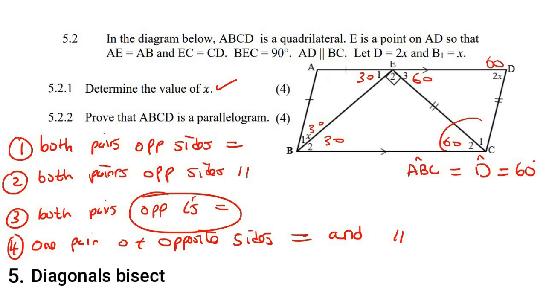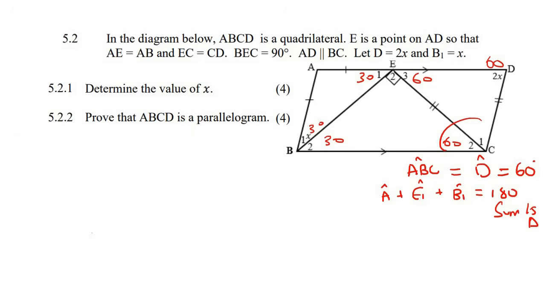So to do that, we're first going to have to work out angle A. So we can just work in this triangle over here, and we could say that angle A plus angle E1 plus angle B1 must add up to 180. And that is just because of sum of angles in a triangle. And so that's going to be angle A plus angle E1 plus 30 equals 180. And so angle A is going to be 120 degrees.